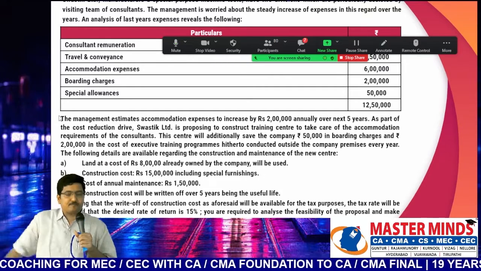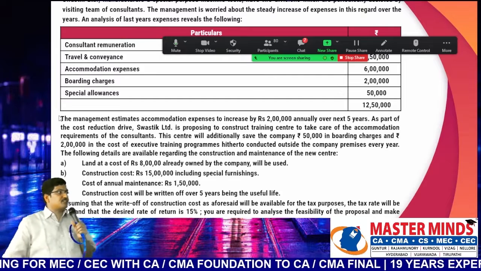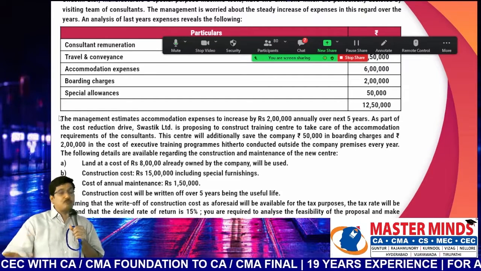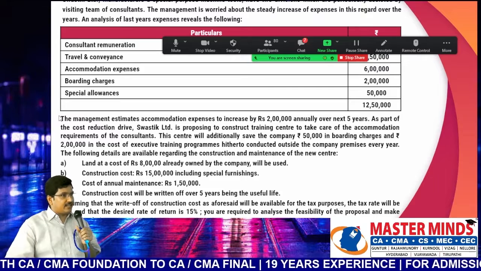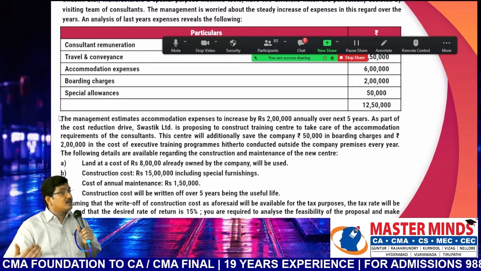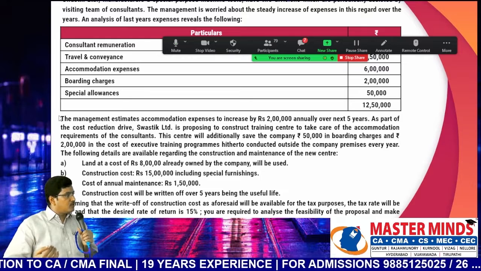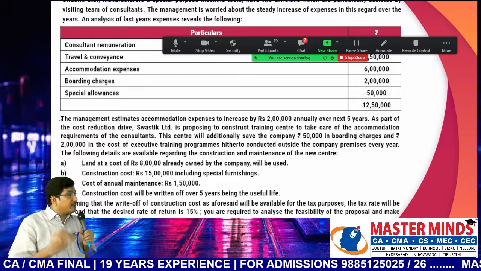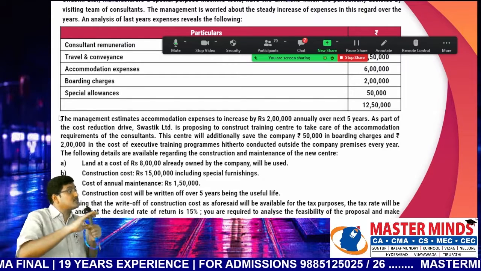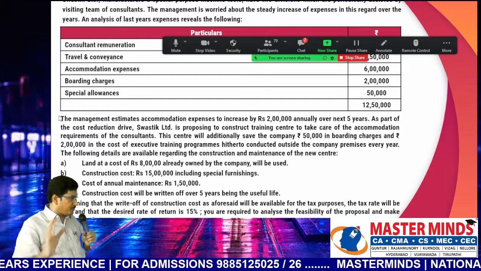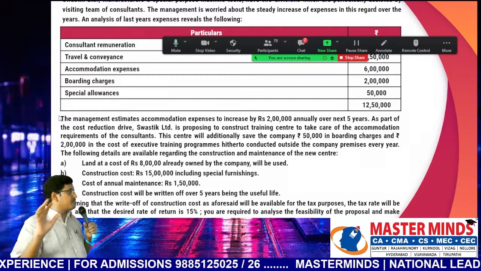Now let us try to calculate the profit. Which profit? PBDT under the total approach. First of all, let us see what the situation will be if this project is not implemented. Let us see what the profit will be if this project is not implemented.